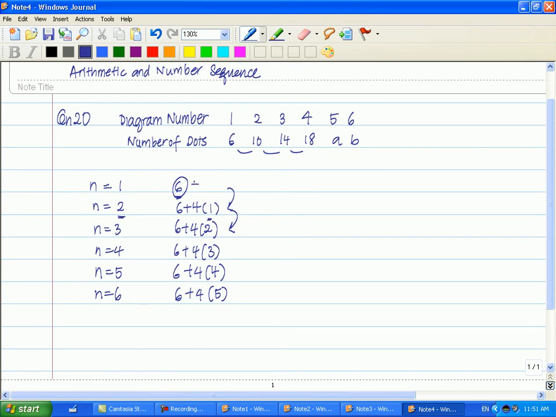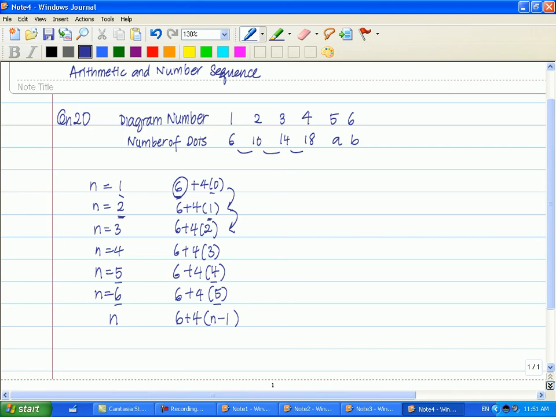Hence, let us fill up the pattern for the first term. 6 plus 4, 0 times. So when I have 1, it will become 0. When I have 5, it becomes 4. 6, this will become 5. So if I have a general n term, I will have the number of dots to be 6 plus 4. What will this be? Yes, decrease by 1, n minus 1.